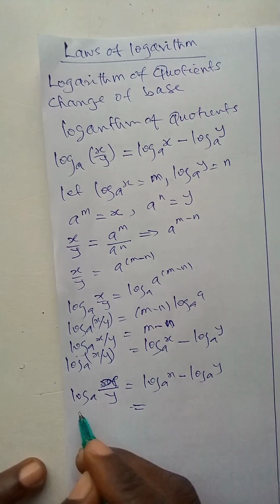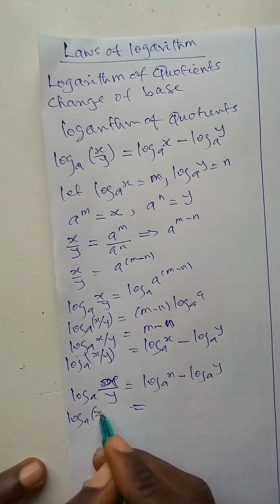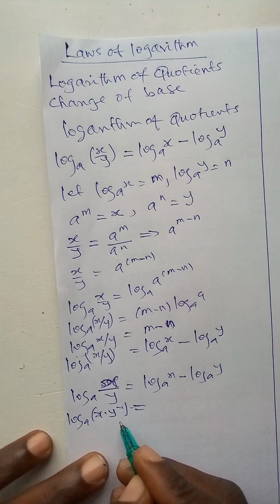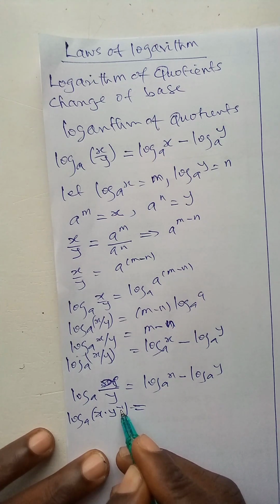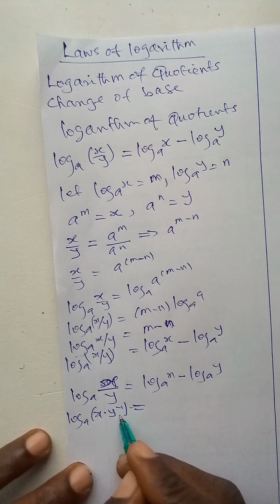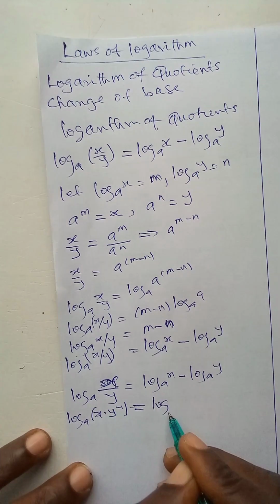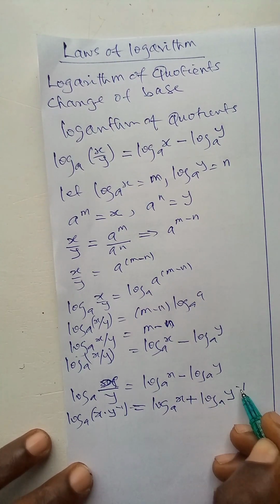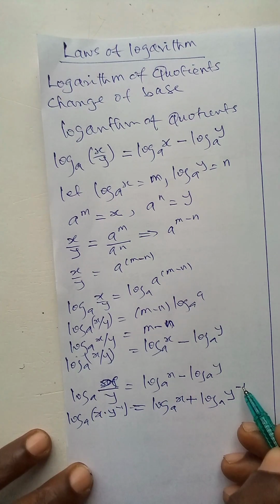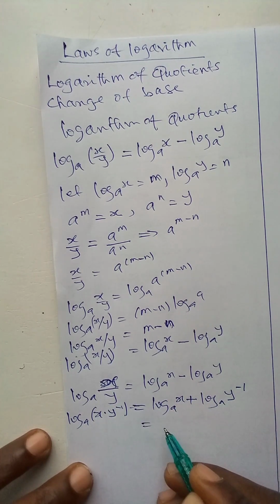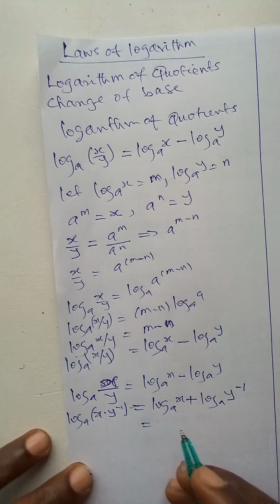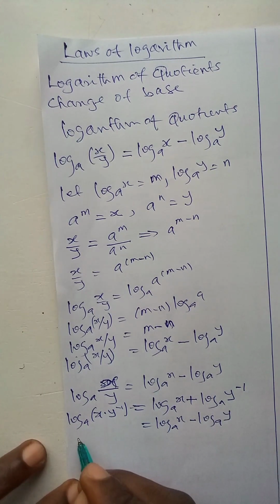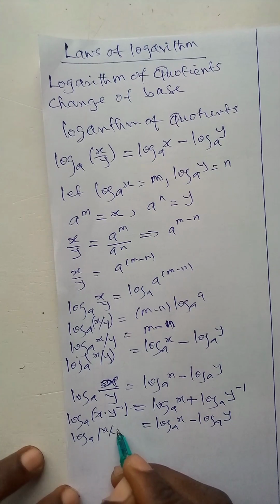This simply can be written as log to base a of x times y to power minus 1. And if I have this, that means that I am going to separate these logarithms into their product. That is log to base a of x plus log to base a of y to power minus 1. Now, this power can come down. That is, we are now applying the power law of logarithm. So log to base a of x minus log to base a of y will give me log to base a of x over y.